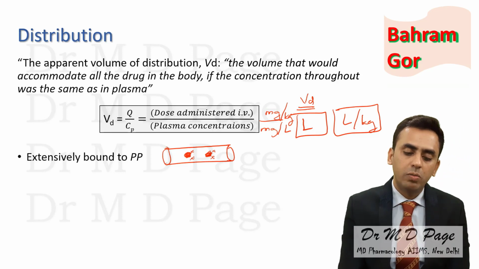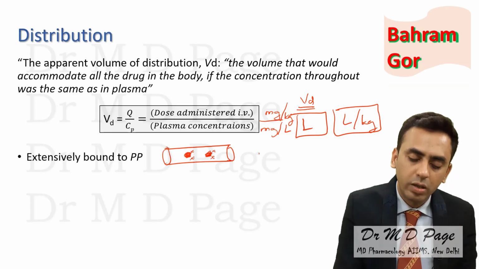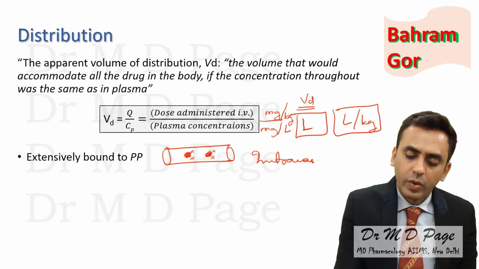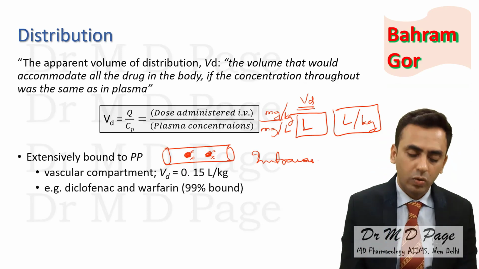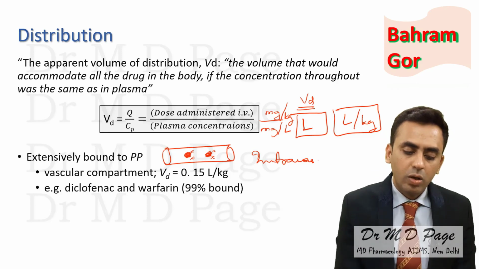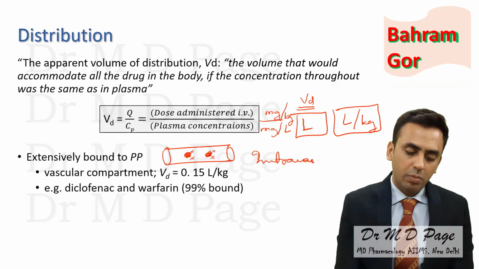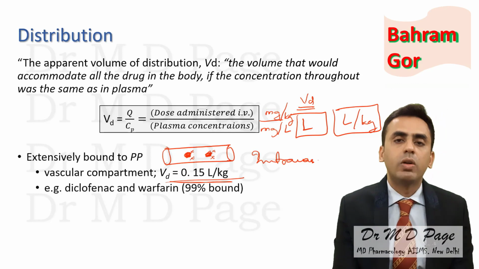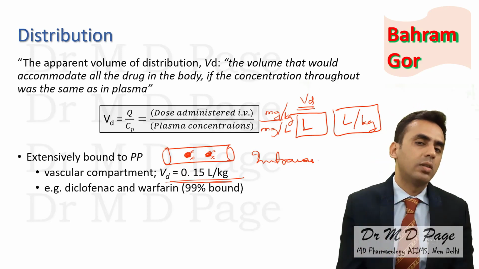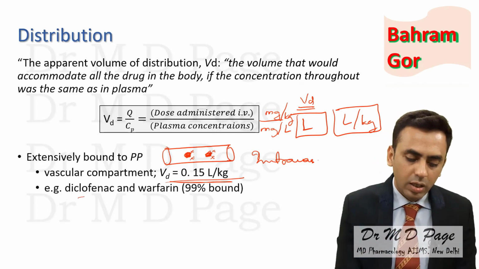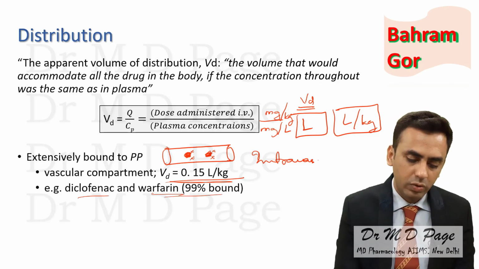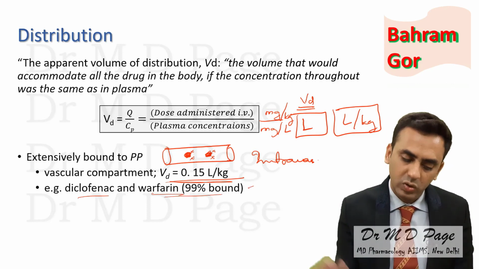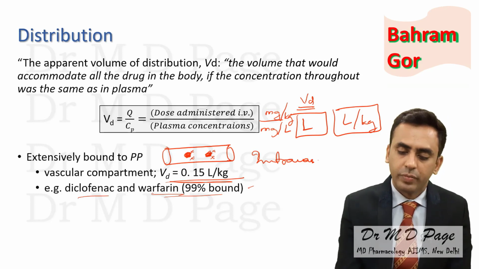So what will be the volume of distribution? It will be approximately equal to the intravascular volume. So if the drug is extensively bound to plasma protein, the volume of distribution will be equal to the vascular compartment, which is approximately 0.15 liter per kg. For example, diclofenac and warfarin, which are 99% plasma protein bound. We will see which drugs are highly plasma protein bound in coming slides.